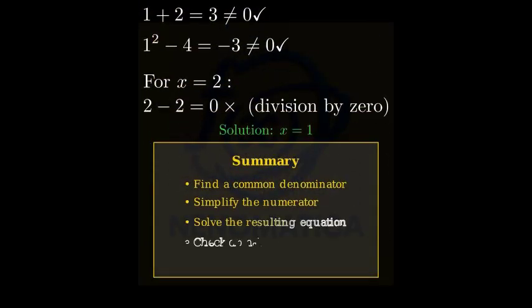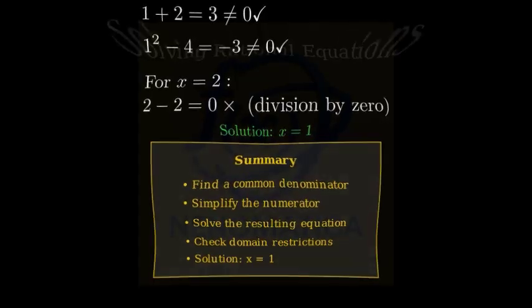Let's summarize what we've learned. To solve algebraic fraction equations, first, find a common denominator and combine all fractions. Next, simplify the numerator by expanding all expressions and combining like terms. Then, solve the resulting equation, usually by factoring or using the quadratic formula. Finally, always check your solutions to ensure they don't make any denominators 0. In this example, we found that only x equals 1 is a valid solution, as x equals 2 would cause division by 0 in our original equation.